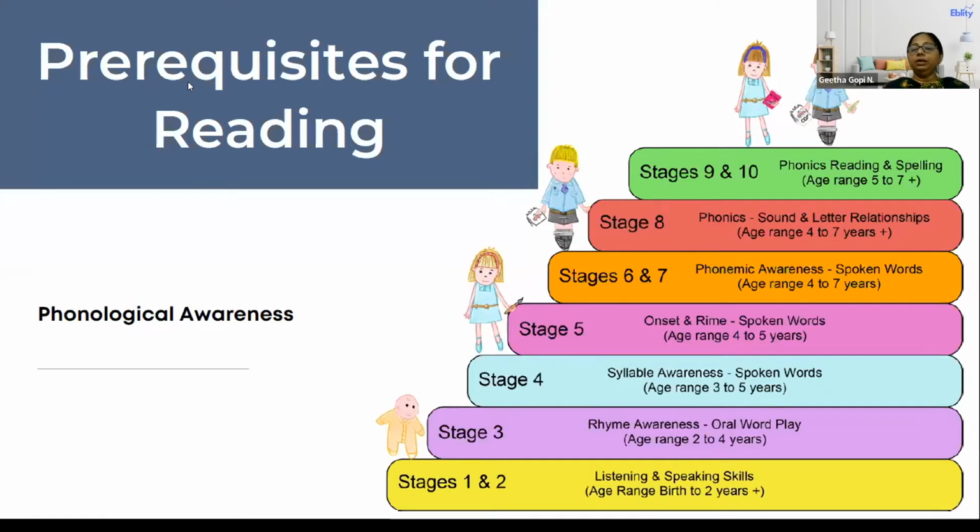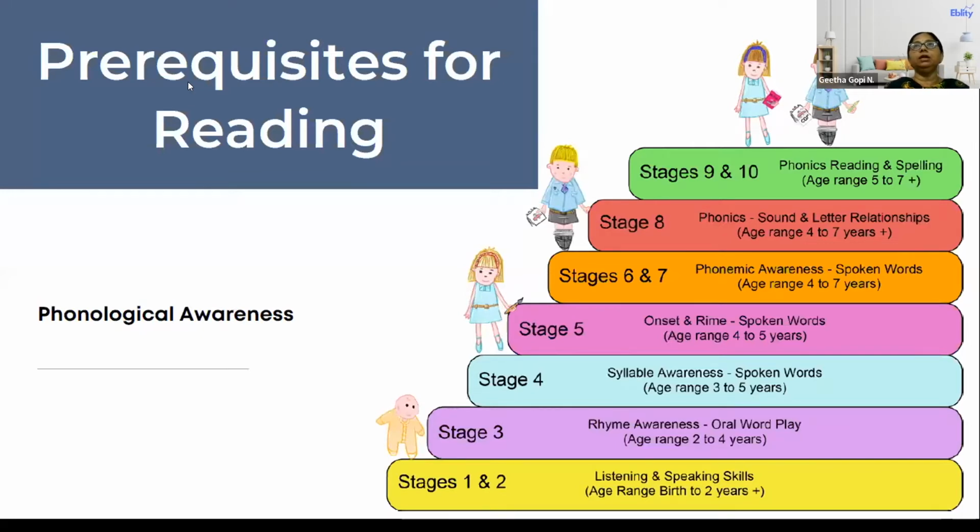And then when it proceeds to stage 4, which is from 3 to 5 years, primarily the beginning of the preschool years, syllable awareness happens. Syllable awareness is being aware of the spoken words, but being aware of sound units in a particular word. For example, if you're talking about the word water, so wa and ter. So two syllables in that word.